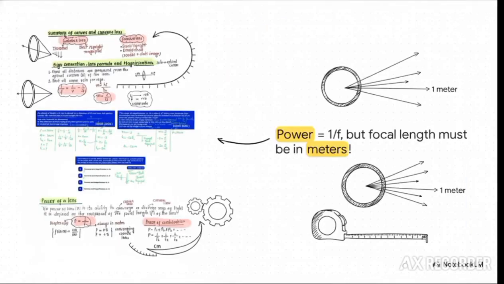And when we're dealing with lenses, we also talk about their power. The power of a lens is simply its ability to converge or diverge rays of light. We calculate it as the reciprocal of its focal length, so power equals 1 over f. But listen closely, here is the critical trap to avoid. For the power to be calculated correctly in units called diopters, that focal length absolutely must be measured in meters, not centimeters. Always convert to meters first.